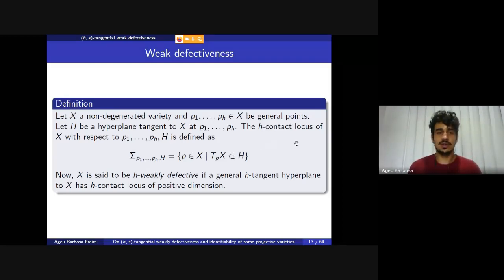Then we define the h-contact locus of X with respect to P1 up to Ph and H to be the set of points in X for which the tangent space of X in this point is contained in the hyperplane. Now, we will say that the variety X is h-weak defective if, when we take a general hyperplane H satisfying this condition, that is, containing the tangent space of X in each one of these points, the contact locus with respect to P1, ..., Ph and this general H has positive dimension.